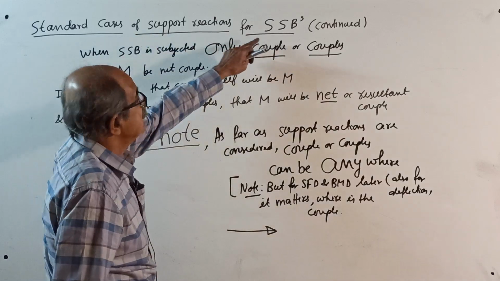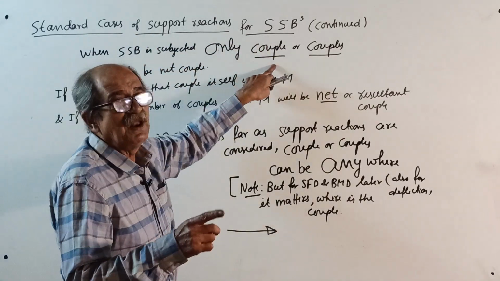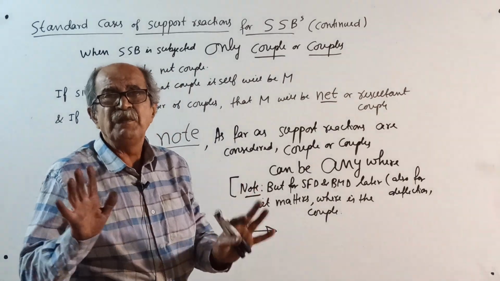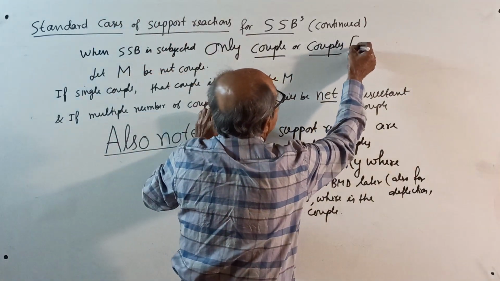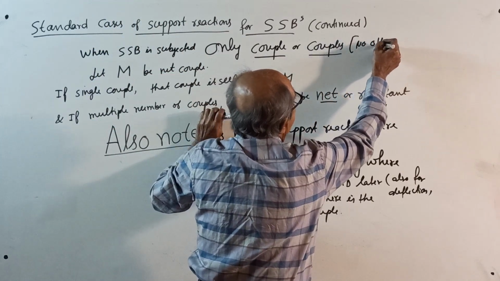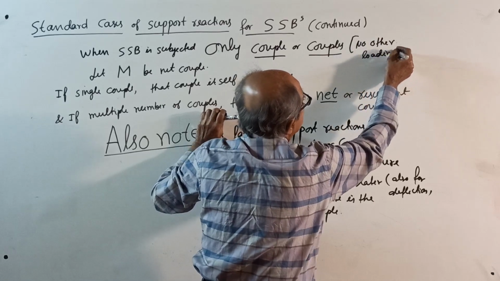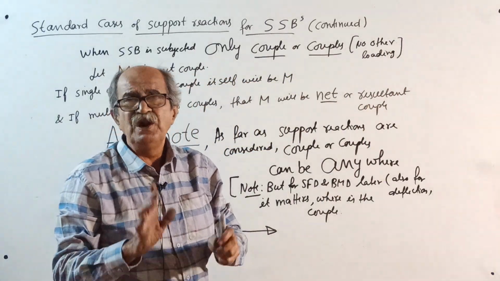Standard case of reactions, simply supported beam continued. When a simply supported beam is subjected to only couple or couples. Couples means any number of couples. But remember, only couple, no other loading. Very important. If other loadings are there, then you have to go for first principles, that is sigma M equals 0, sigma F equals 0. The standard case is only for couple.